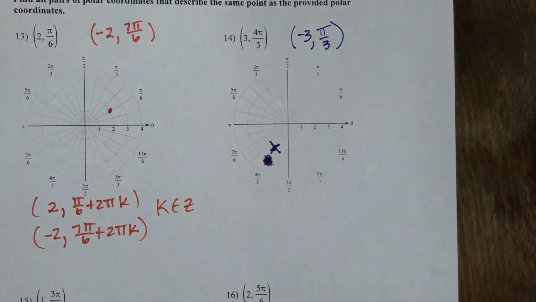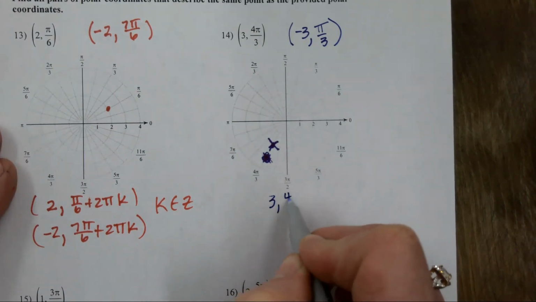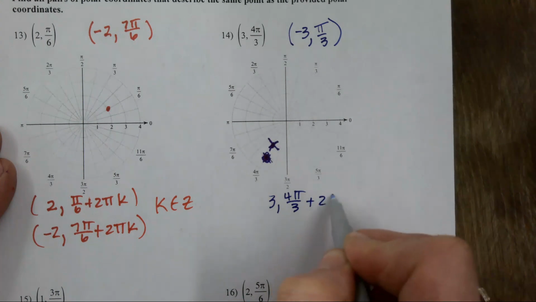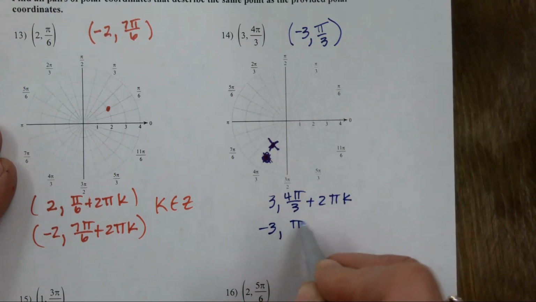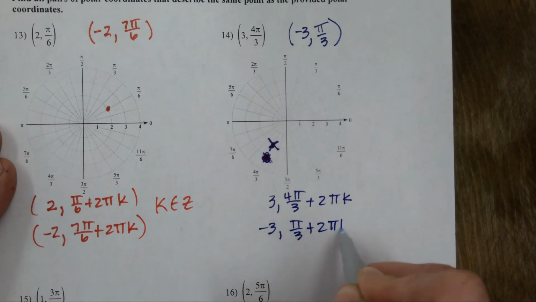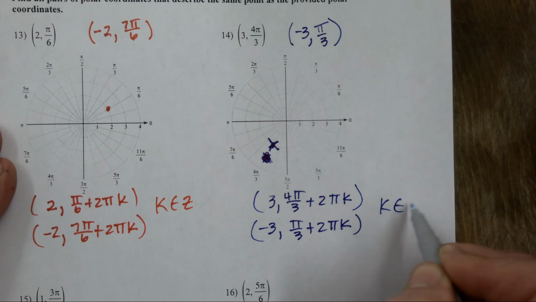Okay, so let's get those as all. This is 3, 4 pi over 3 plus 2 pi k. Negative 3, pi over 3 plus 2 pi k. First point, second point, k is an integer.